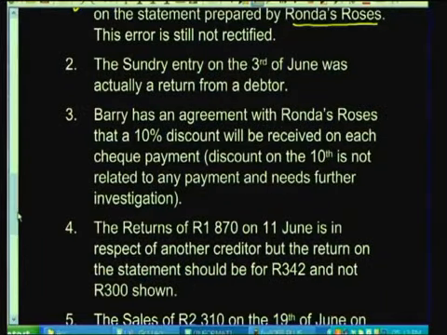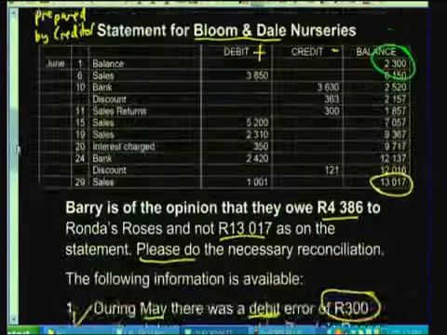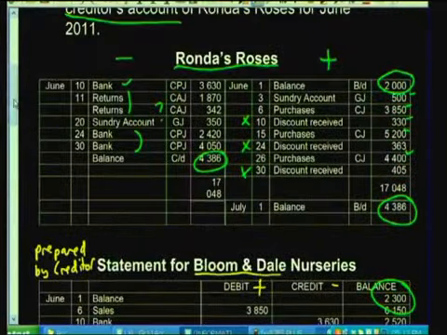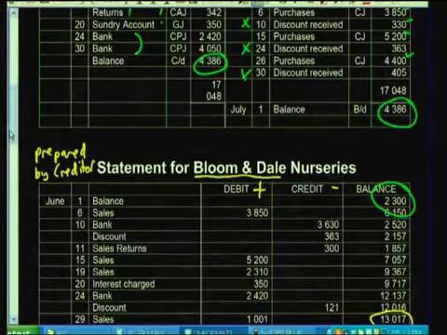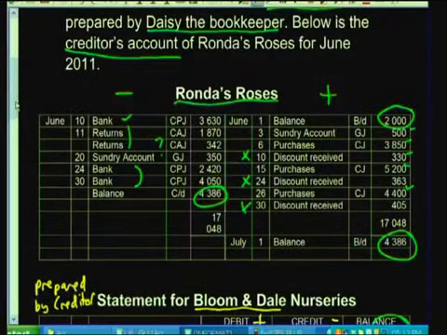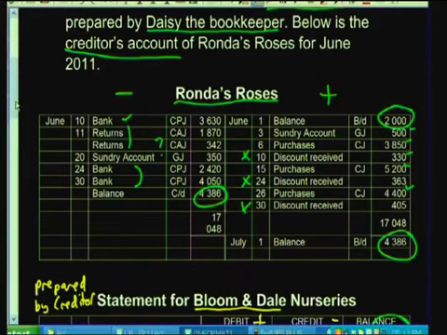It says the sundry entry on the 3rd of June was actually a return from a debtor. Where's the 3rd of June? Let's look back at the information that we have. And we'll see that there was no entry in the statement from Ronda's Roses on the 3rd of June. We've just got the 1st and the 6th. So that's the error that we have made. So this sundry account on the 3rd of June, that was an error. That was a return by a debtor. And what we've done is we've, by mistake, put it into our creditors control account.